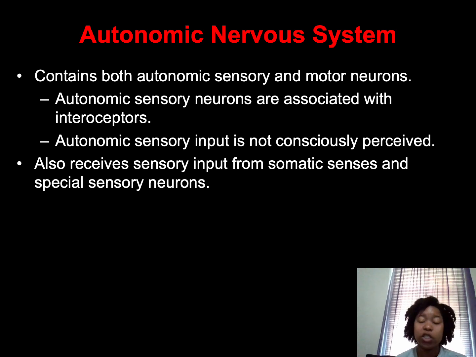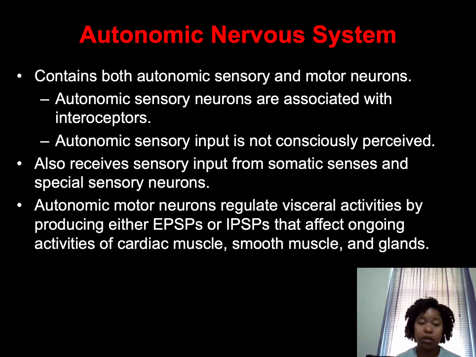But it also receives sensory input from somatic senses and special sensory neurons. So it does have some innervation that comes from these, as well as sensation, in order to know how to properly respond to it from an automatic perspective.